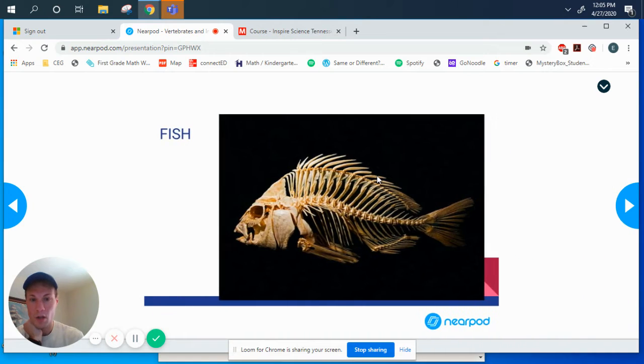Next, we have a fish. Again, some recognizable features. You've got the tail. You've got some fins. You've got the jawbone right here. I hope that you can also see the central nervous system again, with a spinal cord that controls the reflexes right here. So just like the dog, it has a spinal cord.